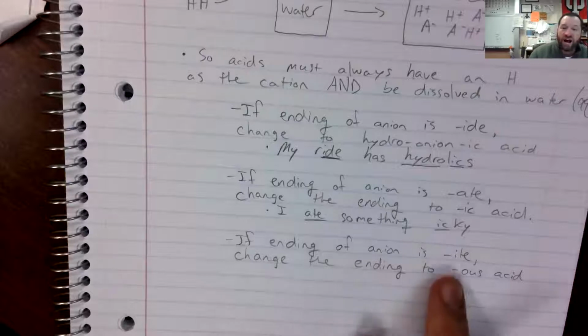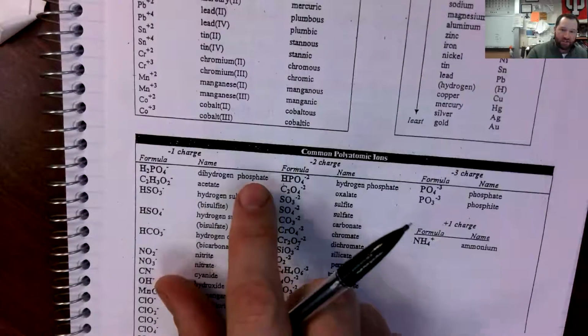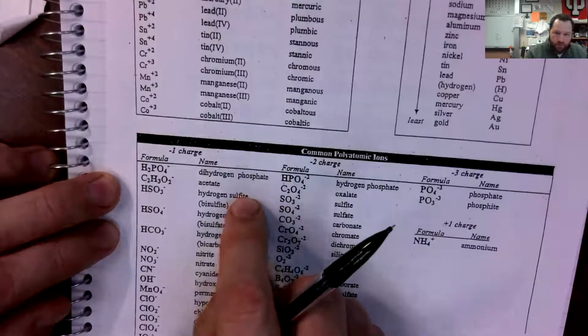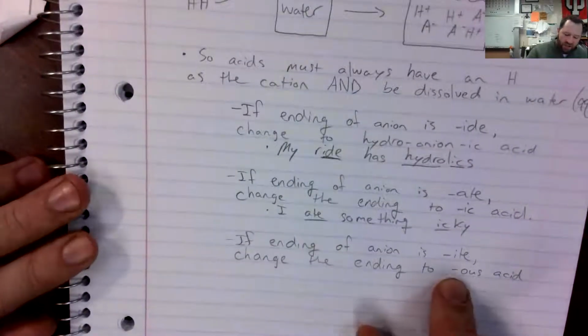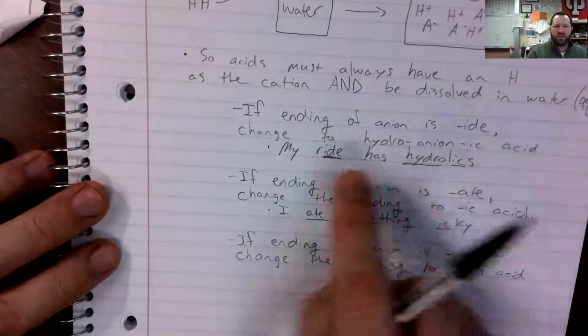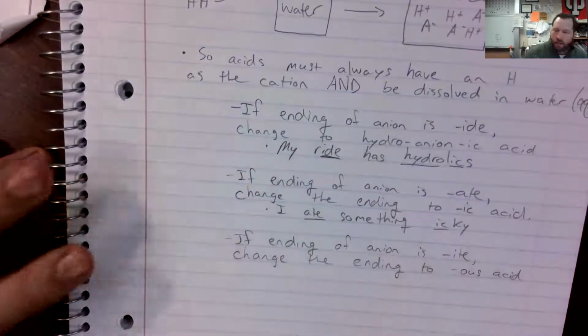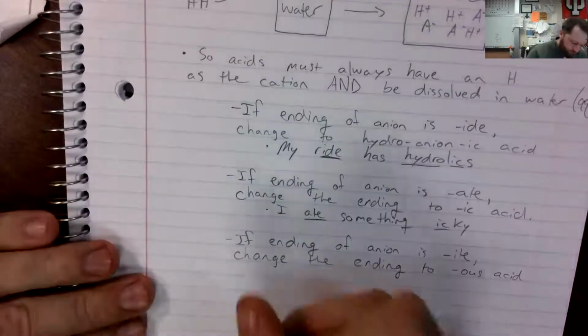If the ending is ITE, and again, you're going to see that on a lot of our polyatomic ions, they end in either ATE or ITE. So there's nitrate, there's nitrite. Quite a few ITEs. Again, we don't put anything on the front. The only time we put something on the front is when it ends in IDE. If it just ends in ITE, we're going to end it with OUS, OUS acid.